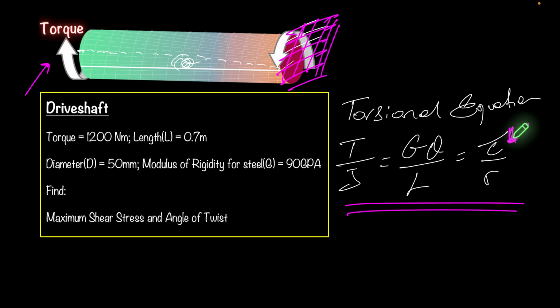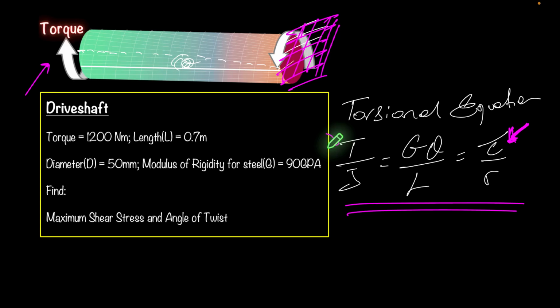We know what torque is: it's given as 1200 Newton meters. And we have J for polar second moment of area. What J represents is the system's resistance to twist. J is a geometric property and it's based off of the area that we have. There are various formulas that we can use to find J.